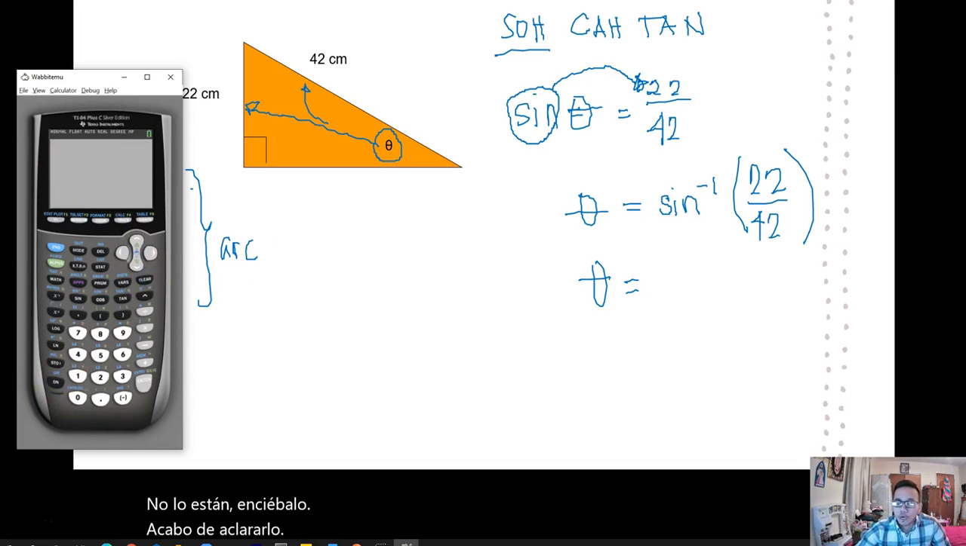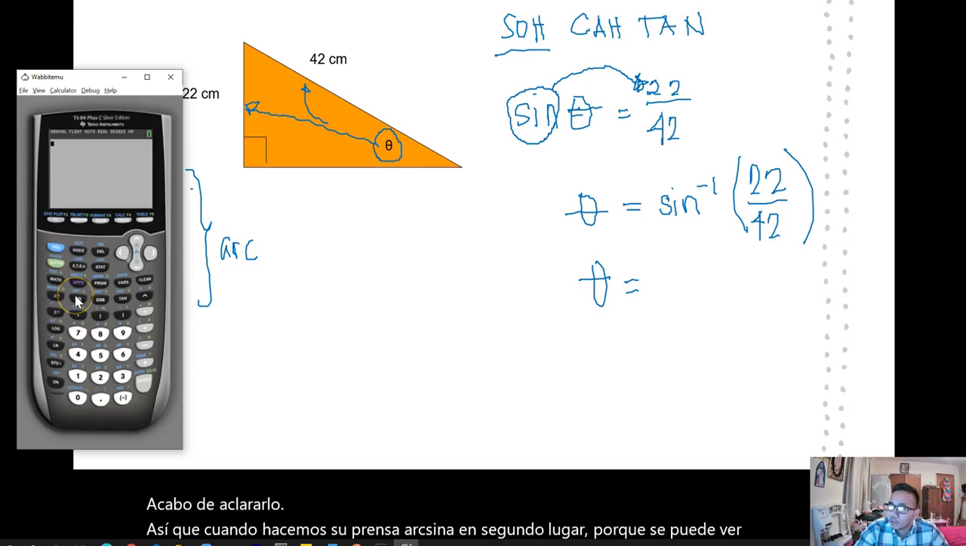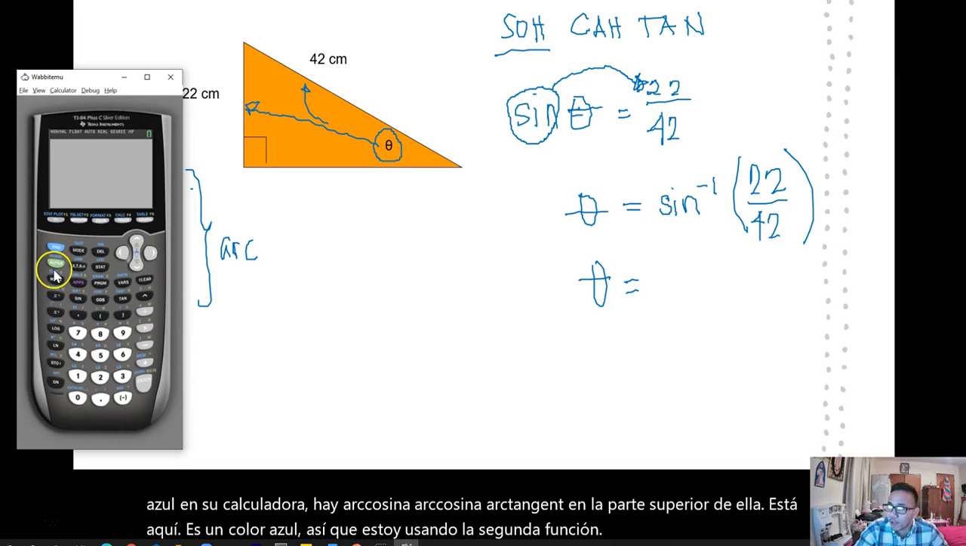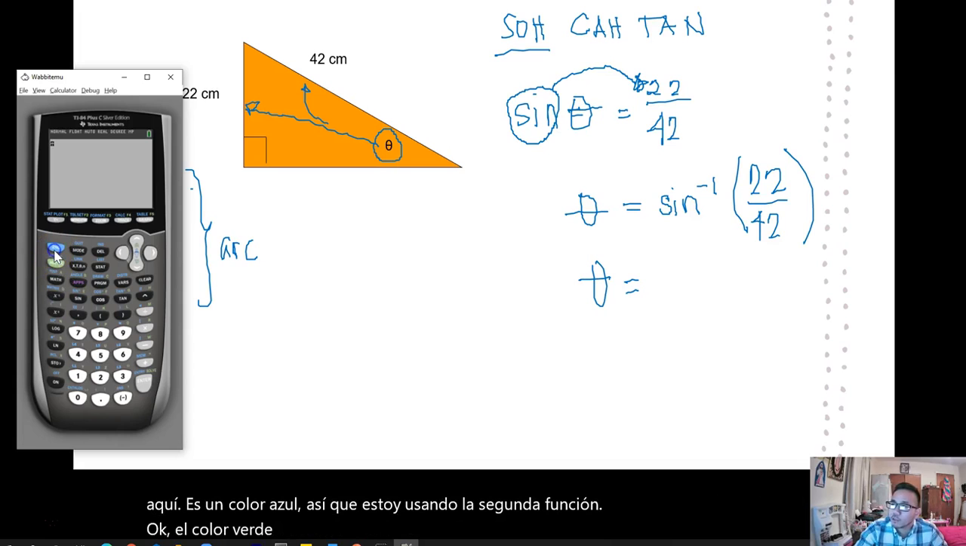So when we do arc sine, press second, because you can see the blue color on your calculator. There is arc sine, arc cosine, and arc tangent on top of the keys, in the blue color. So I'm using the second function. The green color will be your alpha. So second function here, and then I'm using sine, so you will see it there.